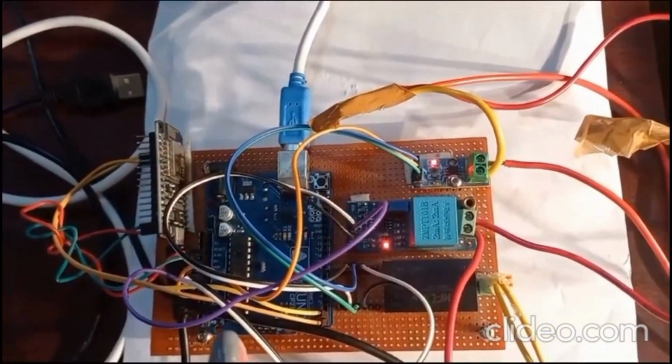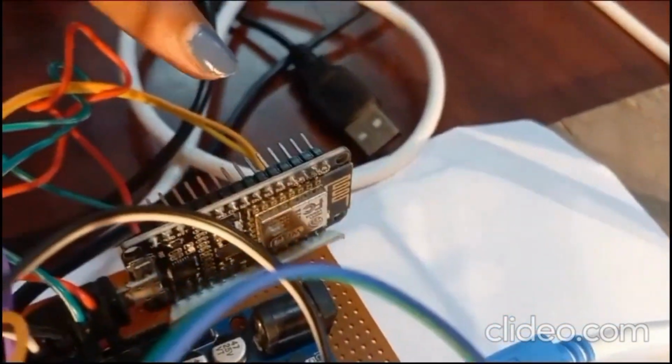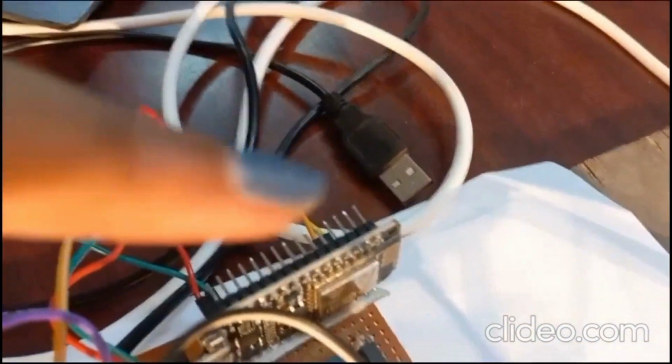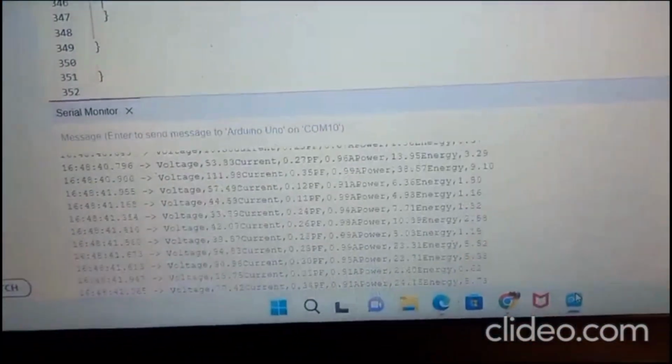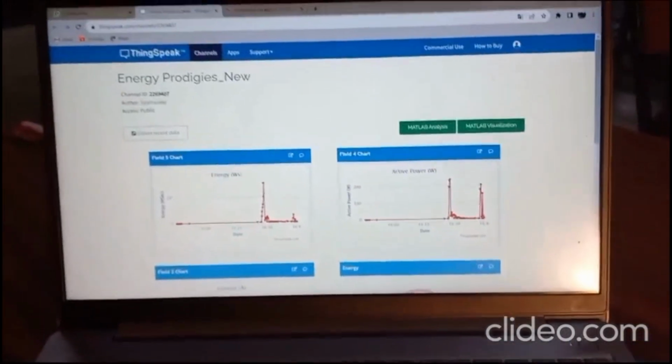Now, from the Arduino Uno, a serial connection has been made with our NodeMCU module to make our prototype completely Wi-Fi based. So, from the Wi-Fi module, the data will be shown on our monitor, on our device, continuously. 24 hours of data will be shown, and it can be shown on any Wi-Fi connected device.